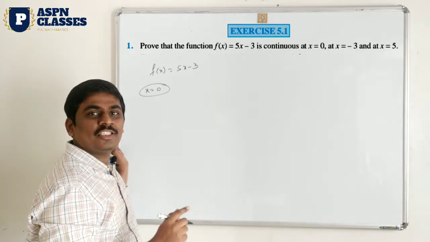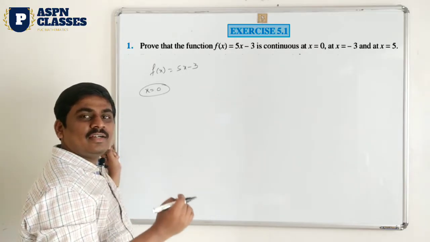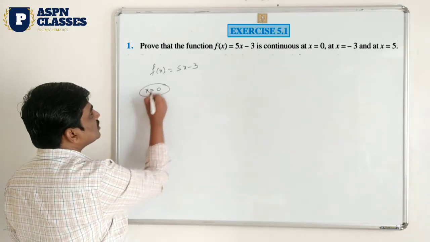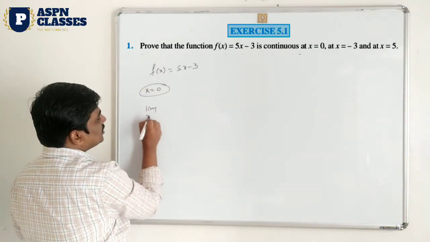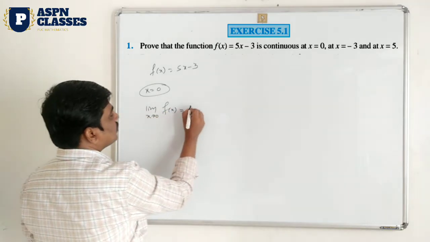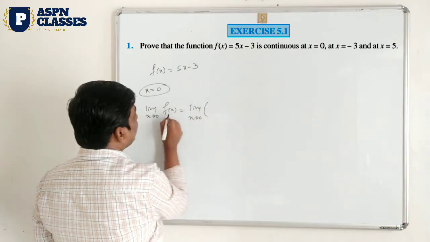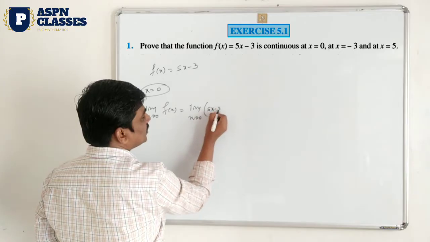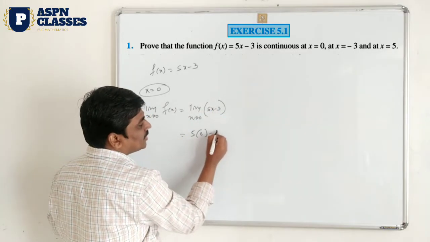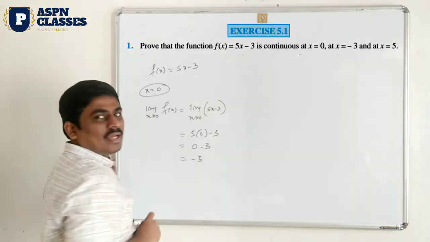When you say that the function is continuous, the limit answer and the function answer both exist and the values are also the same. Only then we say that the function is continuous. So first you have to find the limit: limit of x tends to 0 of f of x equals limit of x tends to 0 of 5x minus 3. Now you fill in this 0. What is the answer? 5 into 0 minus 3, so 5 into 0 is 0, minus 3. It means you get the answer minus 3.